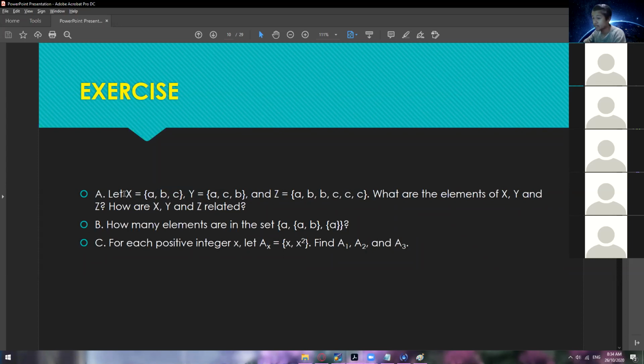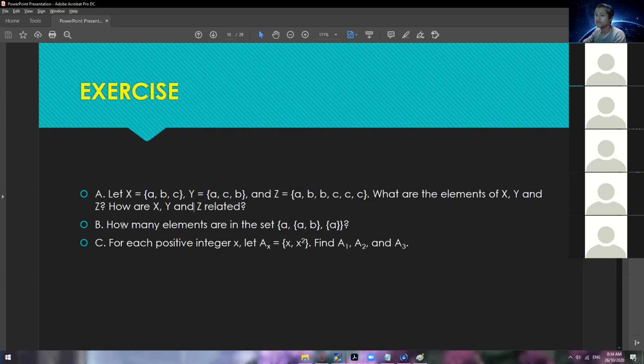Wherein, in this example, X, Y, and Z has common elements, which is A, B, and C. Pero kung just in case, dalawa lang yung may common elements, which is X and Y, we could say that X and Y has a common element, but the other one, which is Z, doesn't have a common element with X and Y. So, ganun lang naman siya kung paano sagutin.